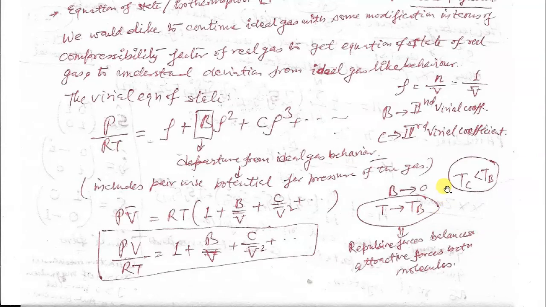So Tc is the critical temperature. For gases whose boiling temperature is less than the critical temperature, you can liquefy that gas. If the boiling temperature is greater than the critical temperature, you can't liquefy your gas. So this is about the virial equation of state.